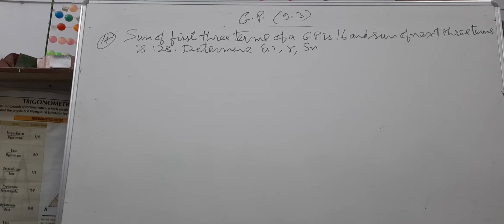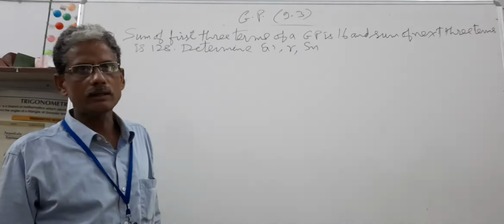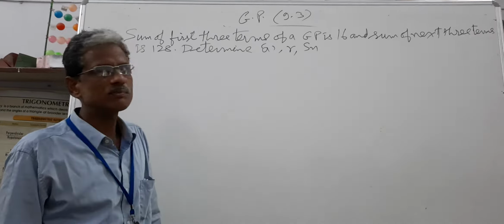Dear students, take another question. Question number 14. Given that the sum of the first three terms of a GP is 16 and the sum of the next three terms is 128. Here you cannot assume the first three terms as a/r, a and ar, because the product of the terms is not given. If the product of terms is given, then you will use a/r, a and ar.